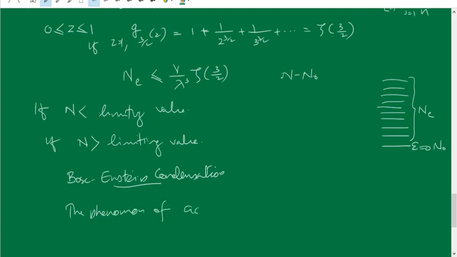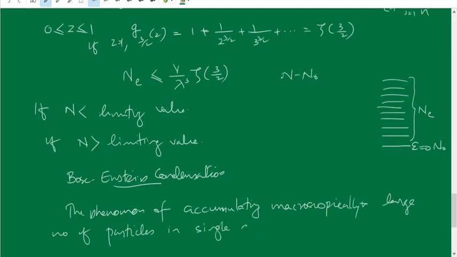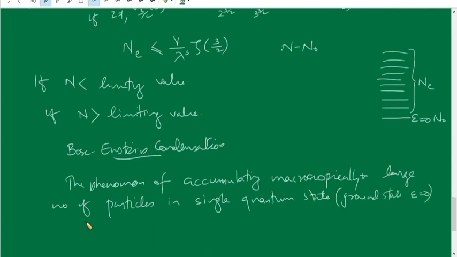So the phenomenon of accumulating a macroscopically large number of particles in a single quantum state, or ground state, equal to 0, is called Bose-Einstein condensation.